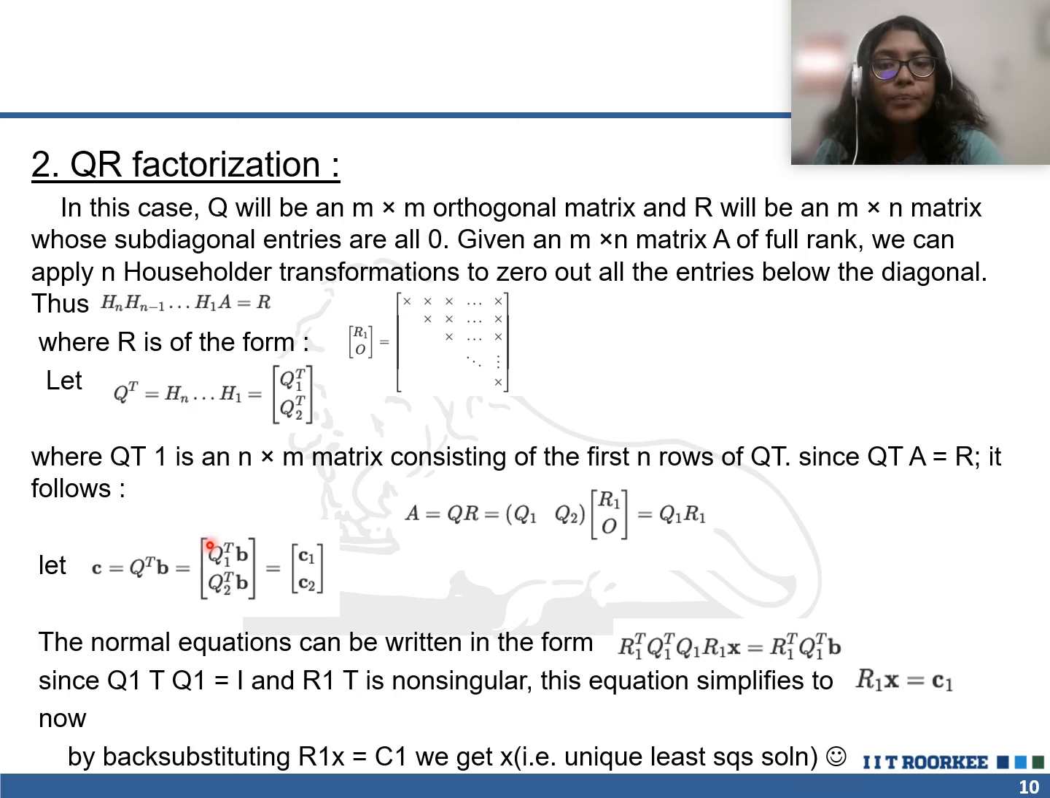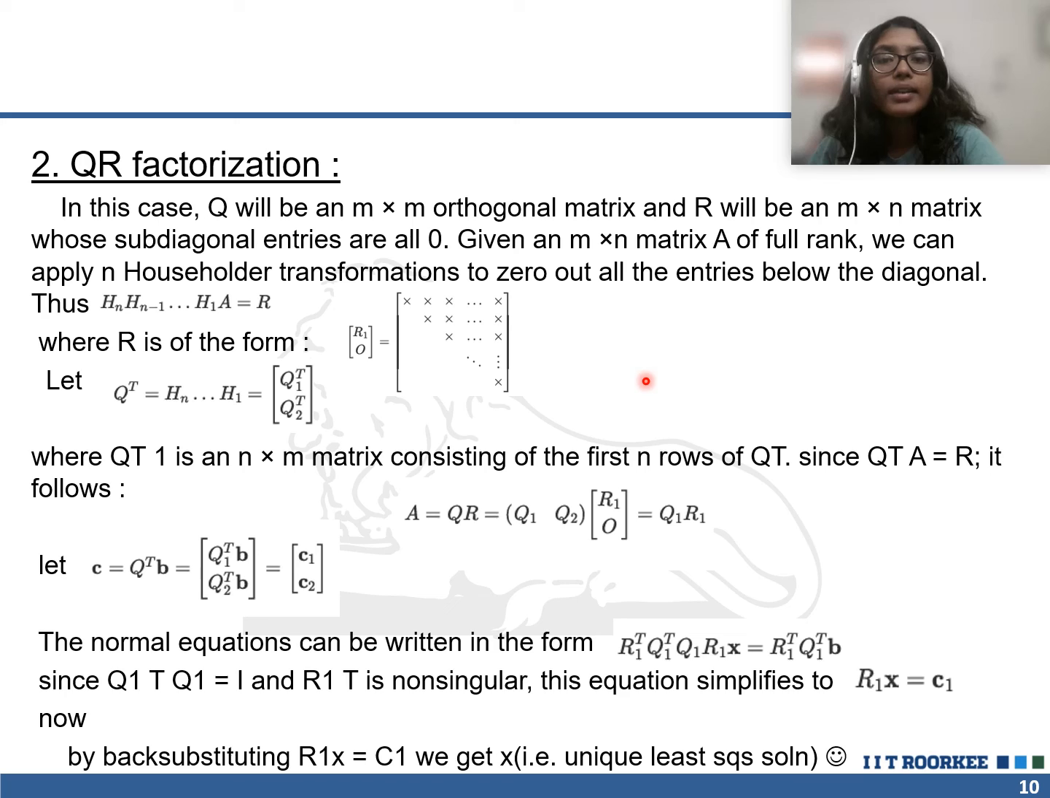Q1 transpose B. Q1 transpose B is C1. So after cancelling R1 transpose, don't conjugate, R1 x equals Q1 transpose B. So that is the solution you will get: R1 x equal to Q1 transpose B, where Q1 transpose B equals C1. So the equation gets simplified into R1 x equal to C1.